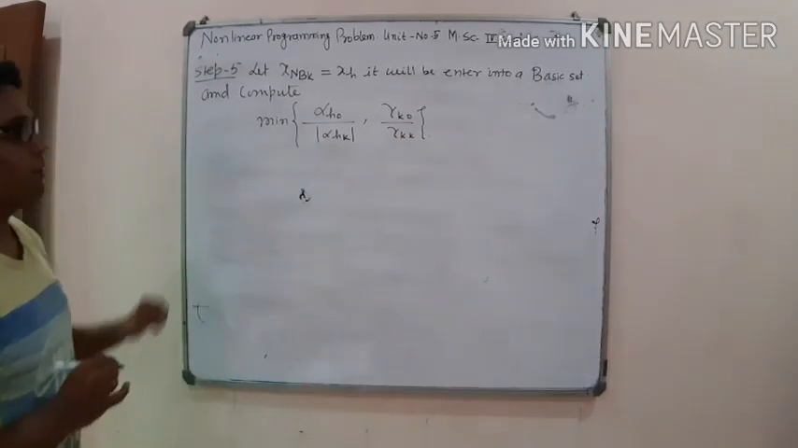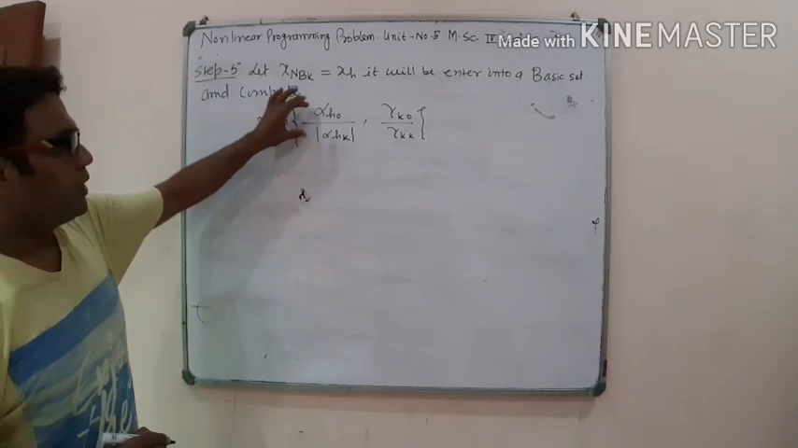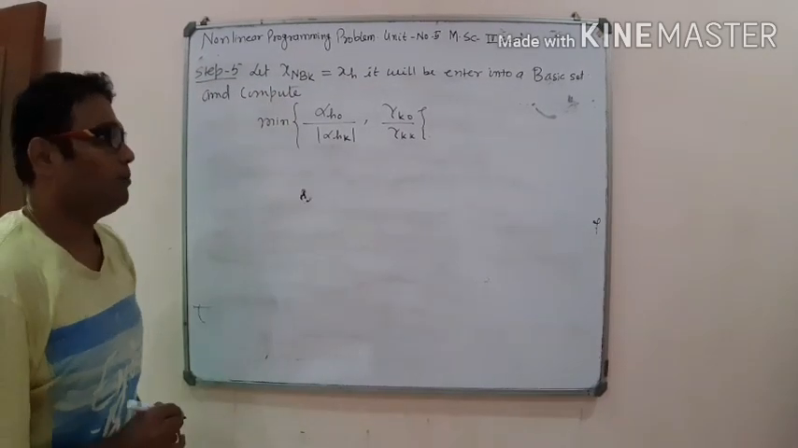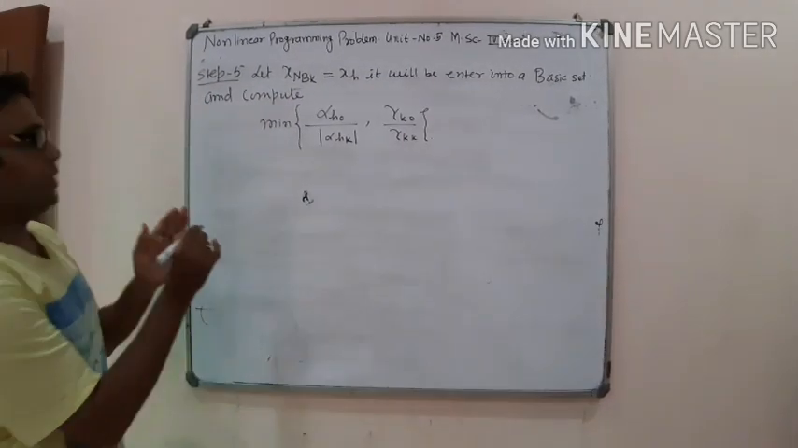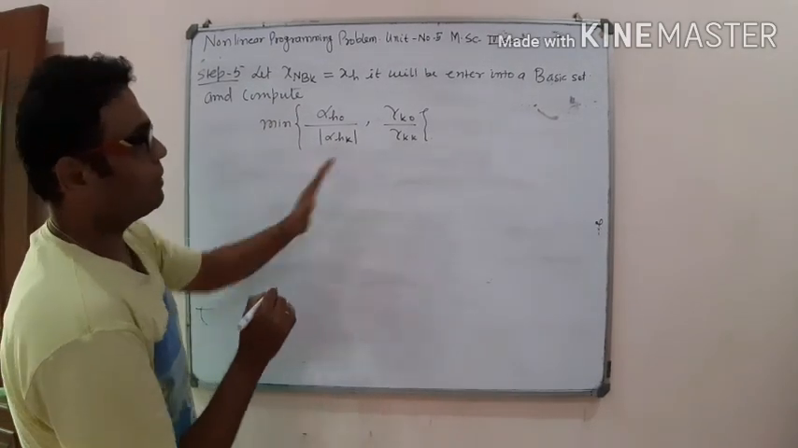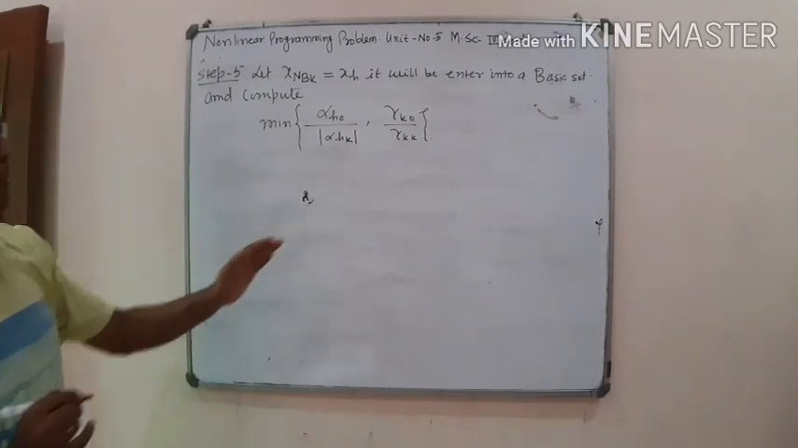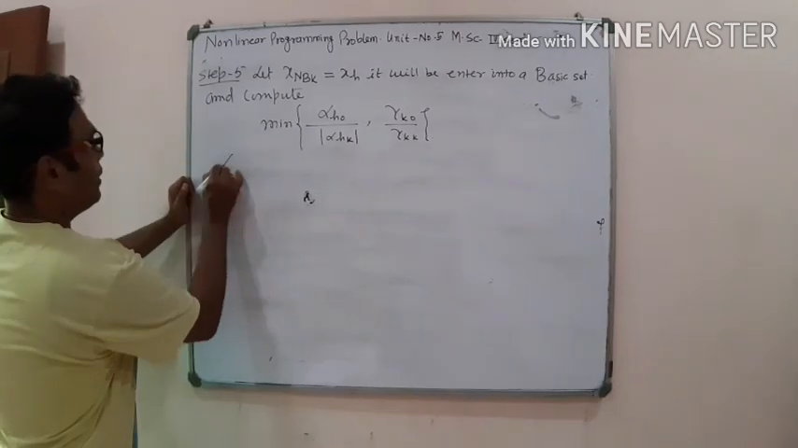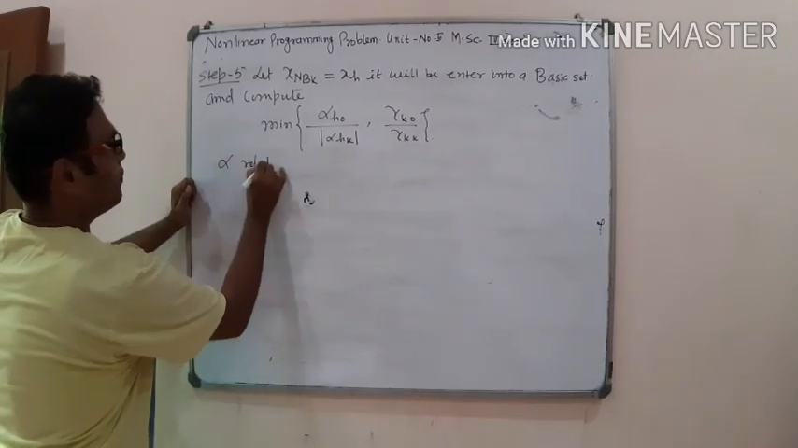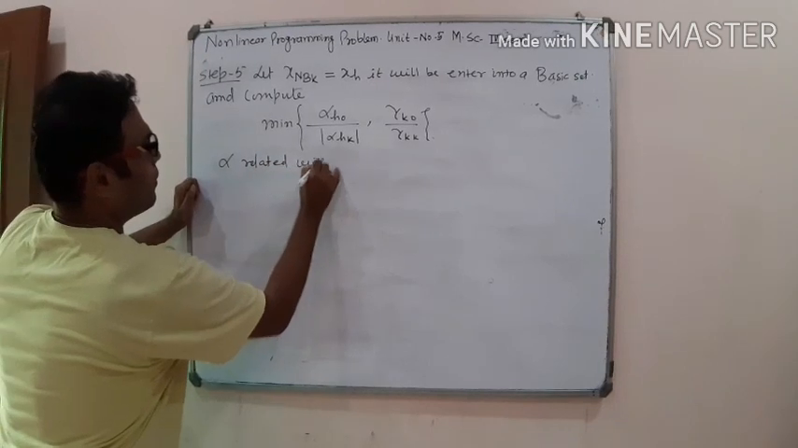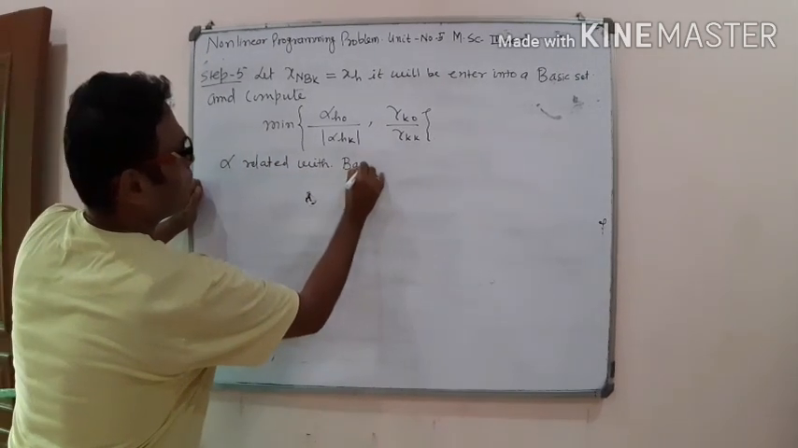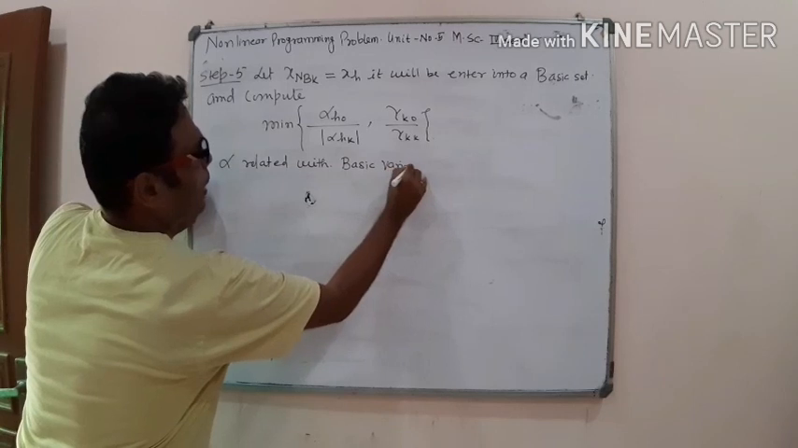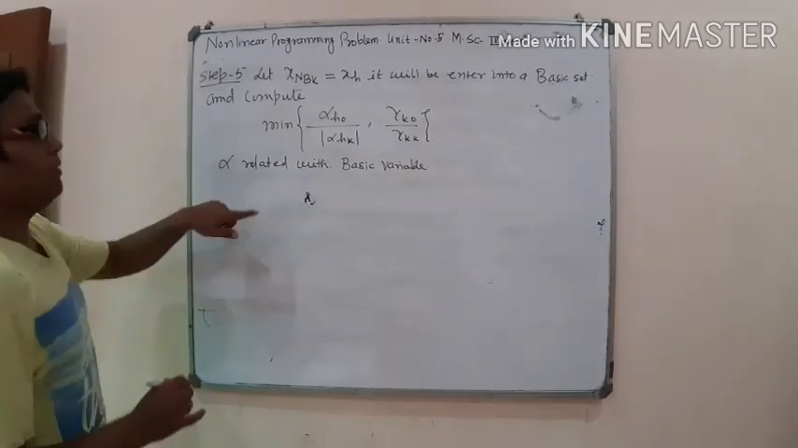Now the question is, what is alpha, what is gamma? We have two sets, one related to basic variables and another related to non-basic variables. So alpha is related to basic variables, and it is related to those basic variables that have entered.